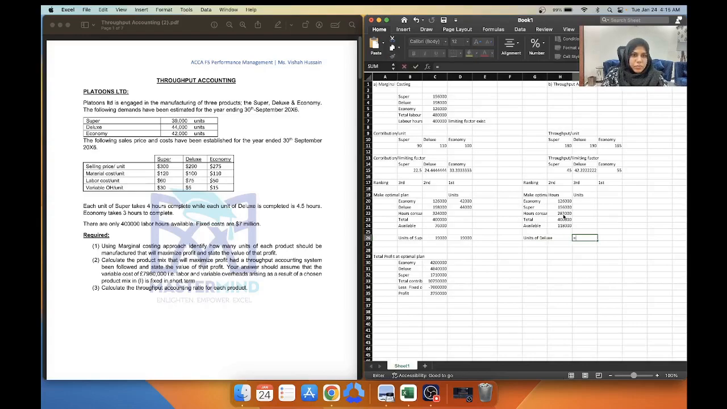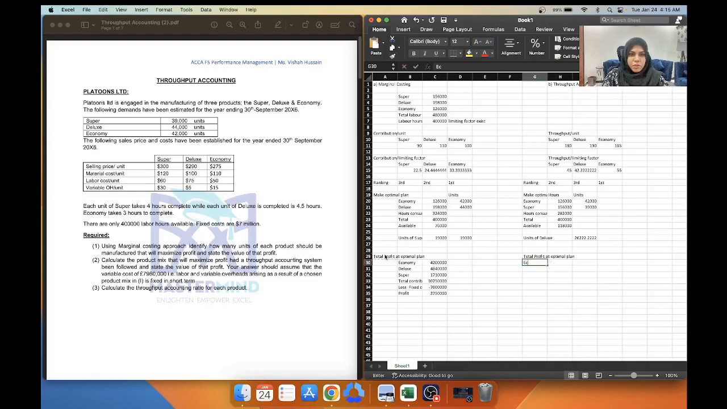So 118 divided by 4.5. And for economy, you produce entire 42,000, and for super, entire 39,000. Now compute the total profit at optimal plan.